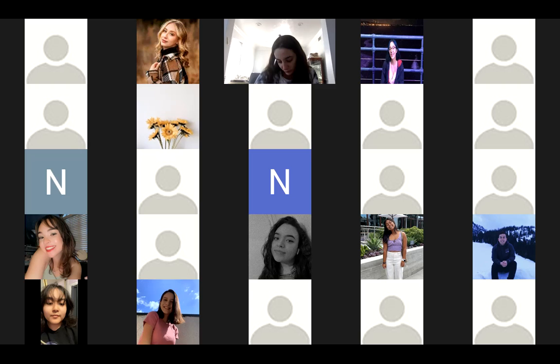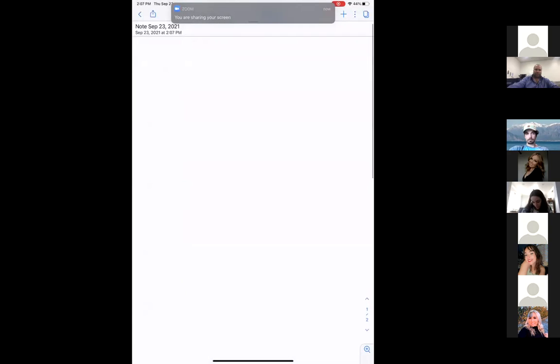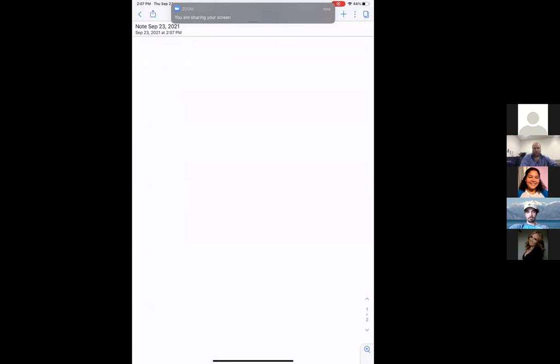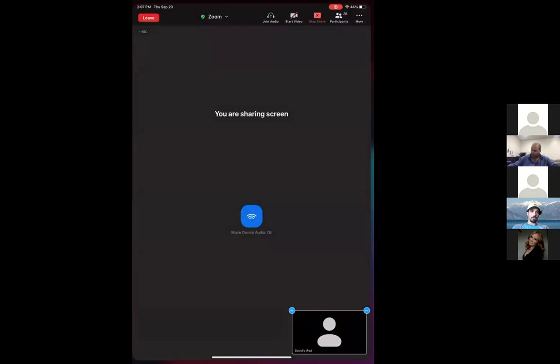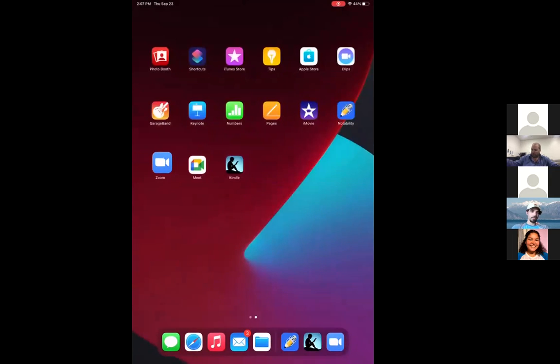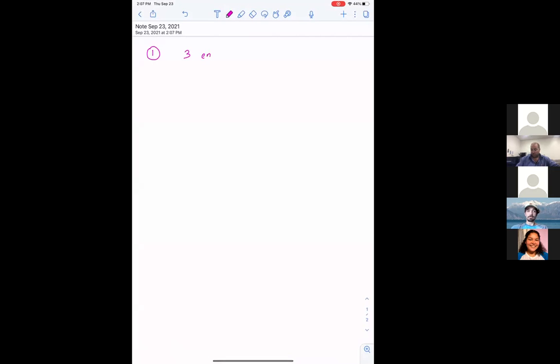So the first question says, Nikki has a train set with 3 different engines. This is question 1. 3 engines. Am I sharing? Do you guys still see what I'm looking at? Yeah, you're sharing. You can see your iPad. All right. So 3 engines and 8 passenger cars and 2 different cabooses.